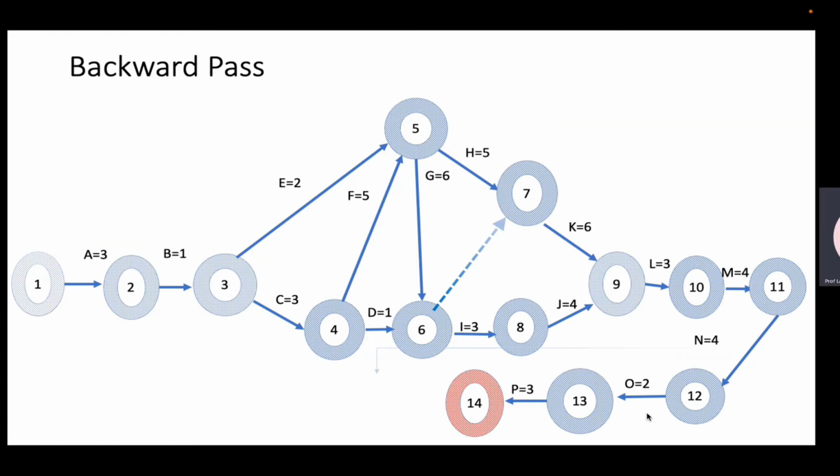So now we're going to move to the backward pass. Backward pass gives me the latest start and the latest completion of a project. And I start with 41 wherever I've ended and it goes backward. So 41 minus 3, 38. So now 38 comes here. 38 minus 2, 36. So 36, 38. Then this 36 will go here. 36 minus 4, 32. Then 32 minus 4, 28.